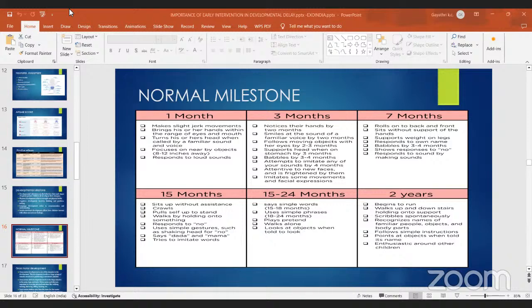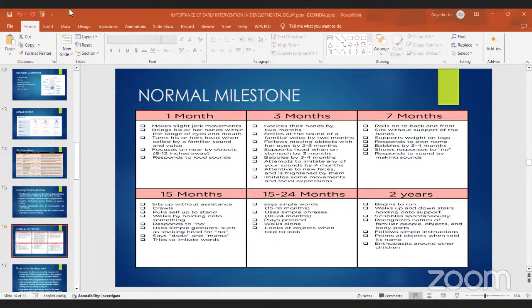Next is 15 to 24 months. In this, the baby will come to say single words, progressing from the blabbering of two words. Next, the baby is able to phrase two or three words. Then the baby wants to walk alone. This is the important gross motor development.